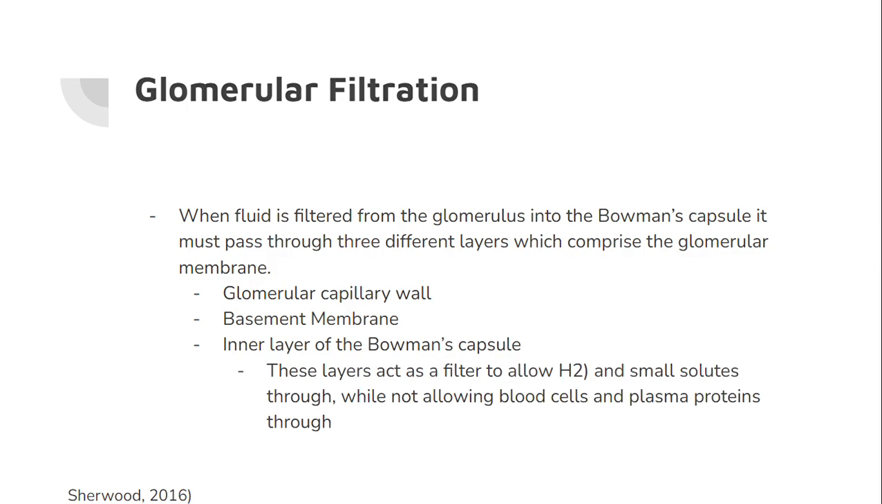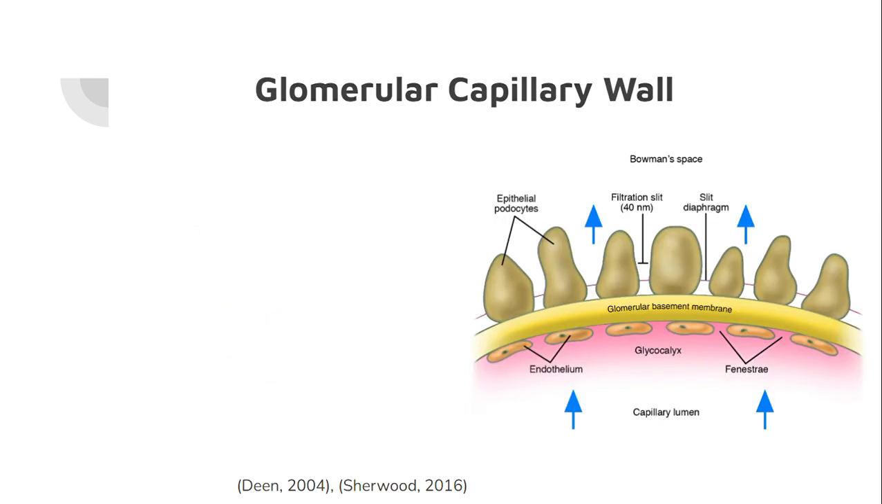These layers act as a filter to allow water, H2O, and small solutes through while not allowing blood cells and plasma proteins through. And this is very important. We'll talk about what happens when plasma proteins are allowed through by an accident later.